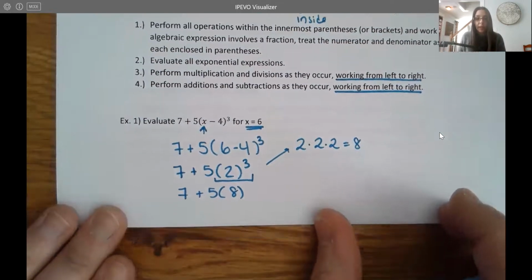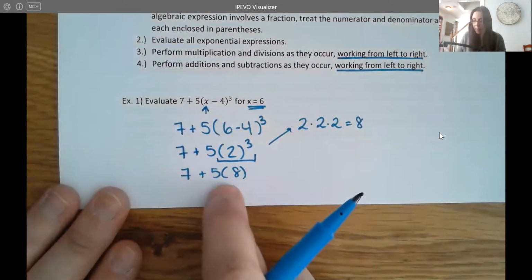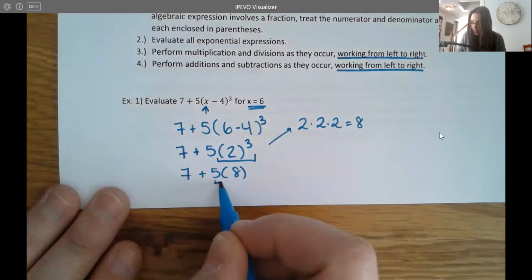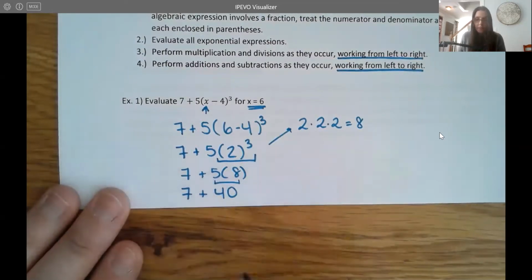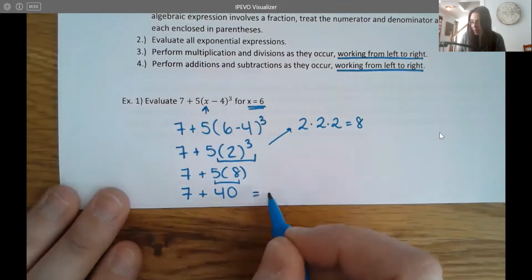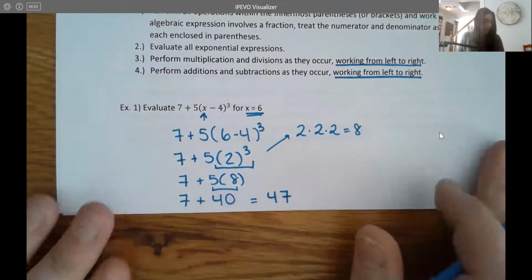Next, I would do any multiplication or division. Here I just have multiplication. So I'm going to go ahead and simplify this first. 5 times 8 is 40. And then finally, any adding and subtracting. So I end up with 47.